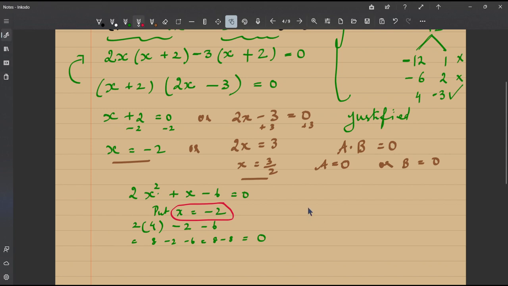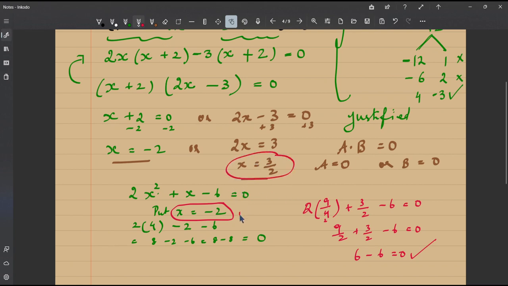Now what about 3 by 2? Similarly, you can substitute and check. 2 into 9 by 4 plus 3 by 2 minus 6 is equal to 0. So you get 9 by 2 plus 3 by 2 minus 6 is 0, or 9 plus 3 is 12 by 2. 12 by 2 is 6 minus 6 is equal to 0. So x is equal to 3 by 2 also satisfies our, this one also satisfies. So this is also a root of the quadratic equation.